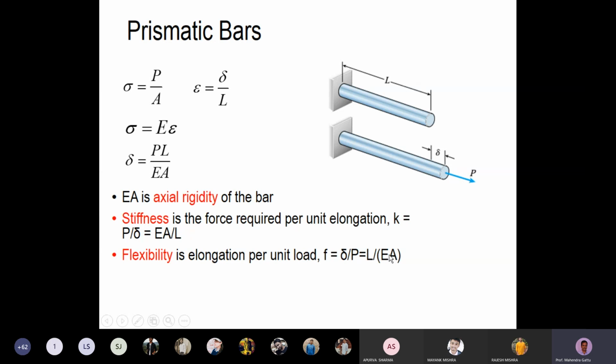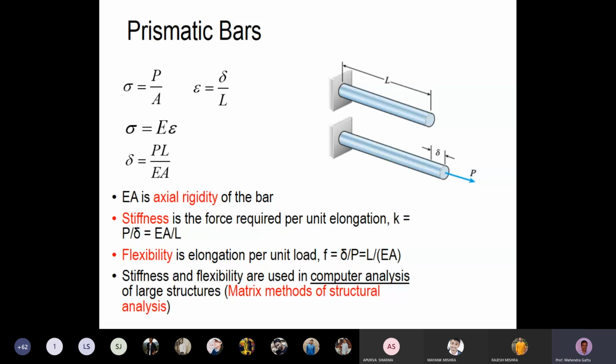Flexibility is inversely proportional to the axial rigidity. These two, stiffness and flexibility, are used later in advanced structure analysis, where you will learn about matrix methods and you'll assemble stiffness matrix or flexibility matrix for large scale structures. So this is usually done.